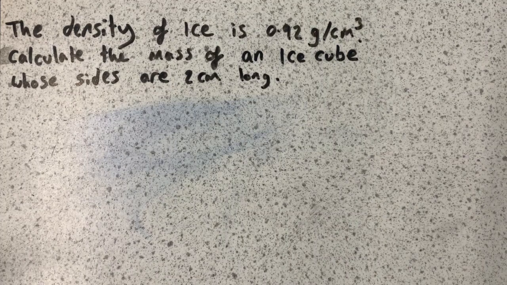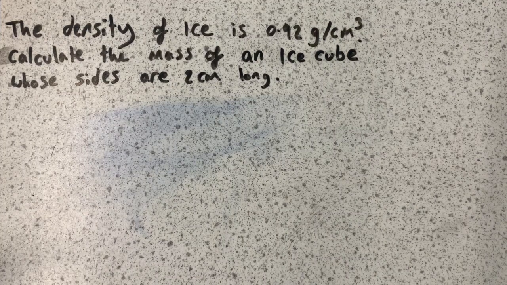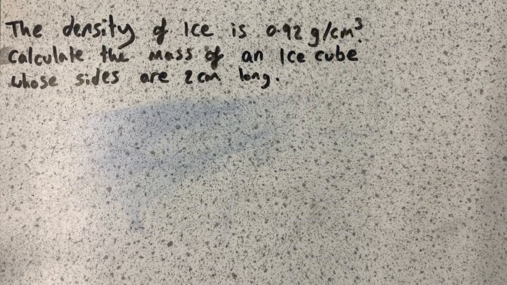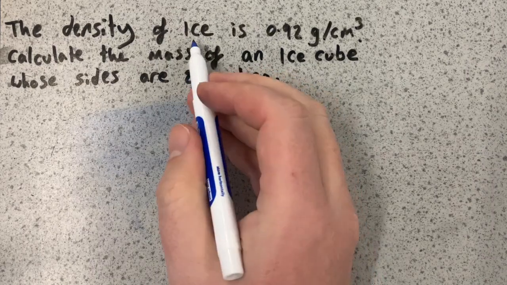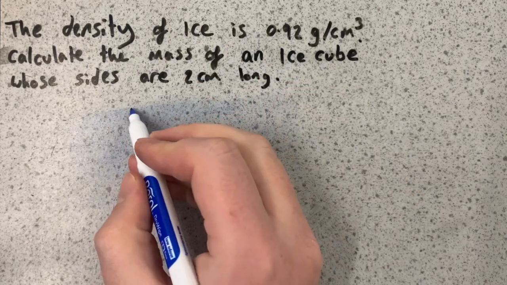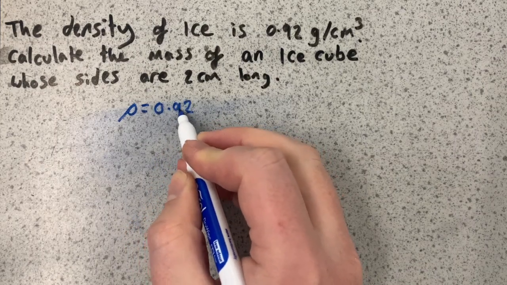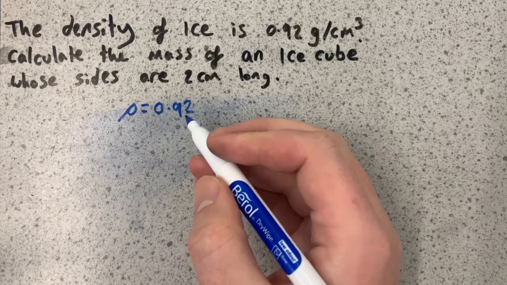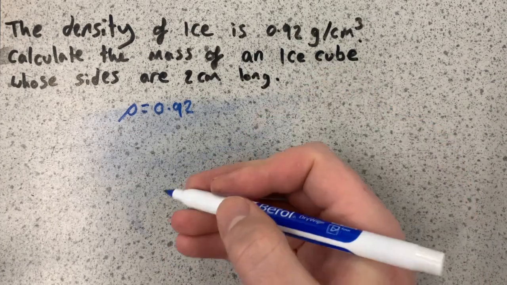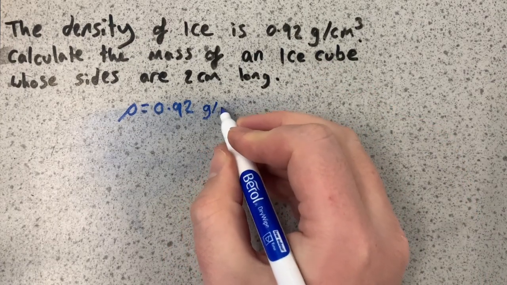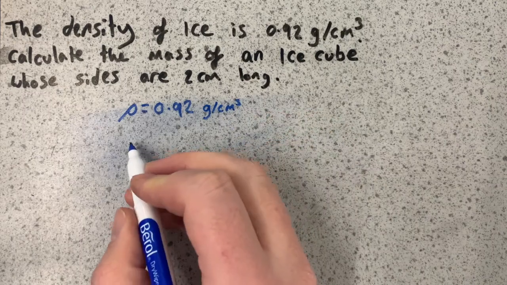The density of ice is 0.92 grams per centimetre cubed. Calculate the mass of an ice cube whose sides are 2 centimetres long. So first off, what I always encourage students to do is to write out the quantities that are in the question, so we don't have to keep rereading it. So the density of ice, density is 0.92. It turns it into something that's a lot more logical to get the information out of the text form. And you can put units on here if you like as well.